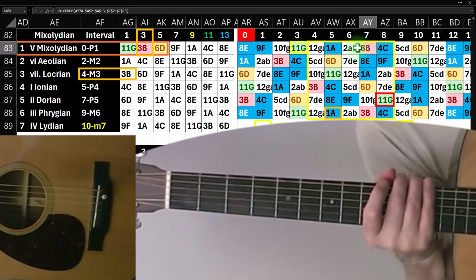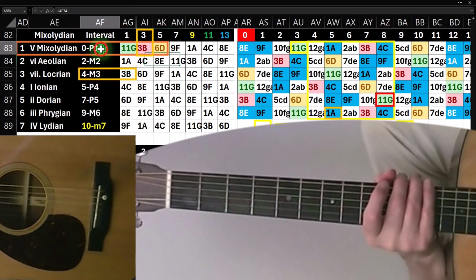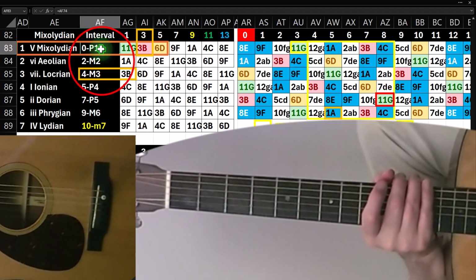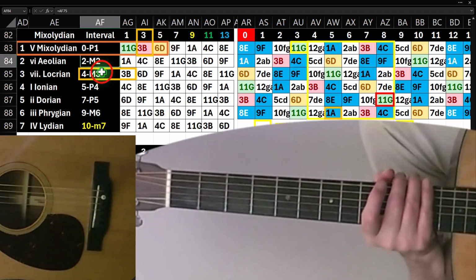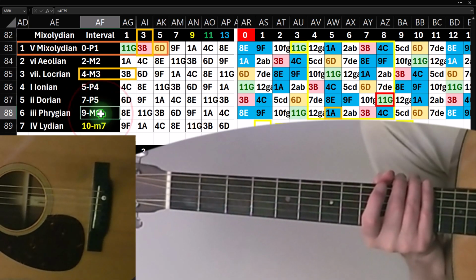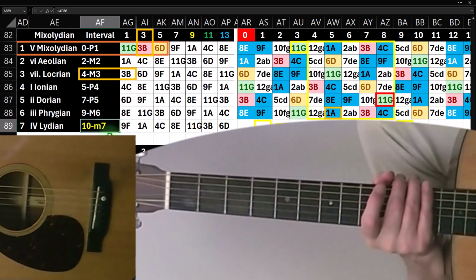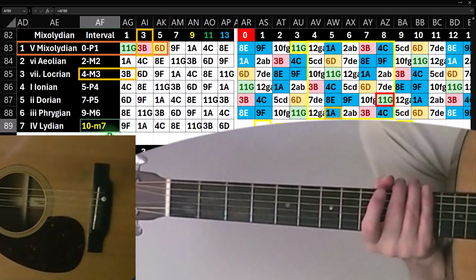All right. Let's get into it now. So basically, the intervals that we have for the Mixolydian is a 0-note away perfect first, a 2-note away major second, a 4-note away major third, a 5-note away perfect fourth, a 7-note away perfect fifth, a 9-note away major sixth, and then the different interval from the major scale is a 10-note away minor seventh. That's going to be the big one.